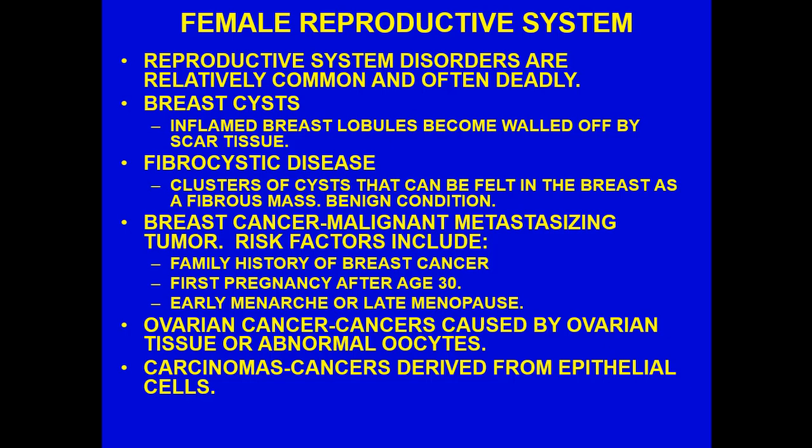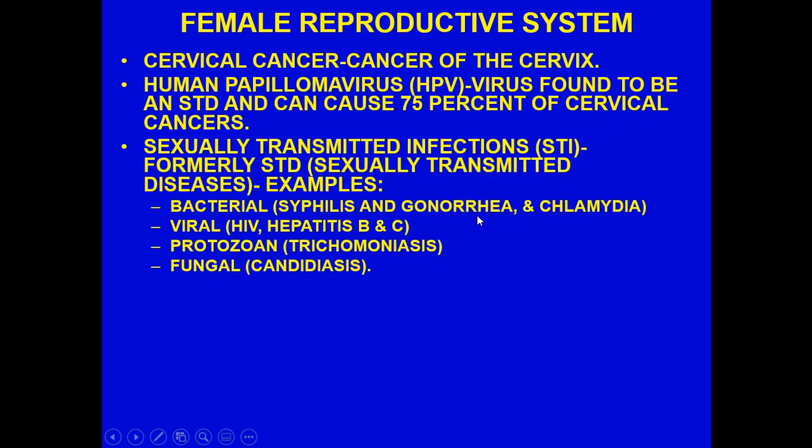Ovarian cancer, these are cancers caused by ovarian tissue or abnormal oocytes. If we talk about carcinomas, these are cancers derived from epithelial cells. Cervical cancer, these are cancers of the cervix. Now, one of the things that happens with the cervix is that's where we have the Pap test from papilloma. And what the doctor did was he was the first one to take cell scrapings and notice if there were any abnormalities. If there were, that suggested a risk, from the cervical scrapings, of the possibility of cancer. And they looked at the different developmental stages of what these cells were.